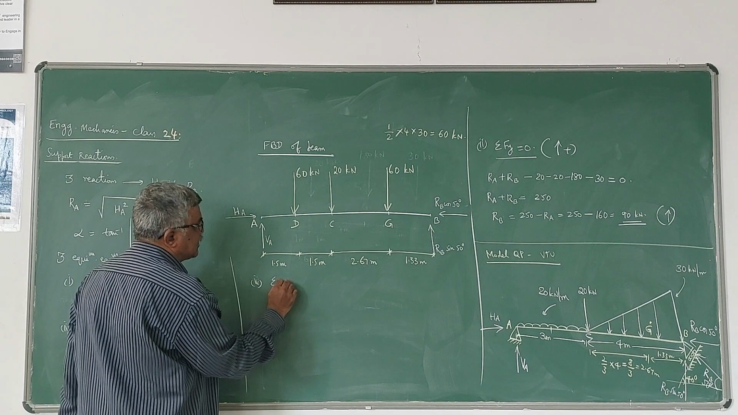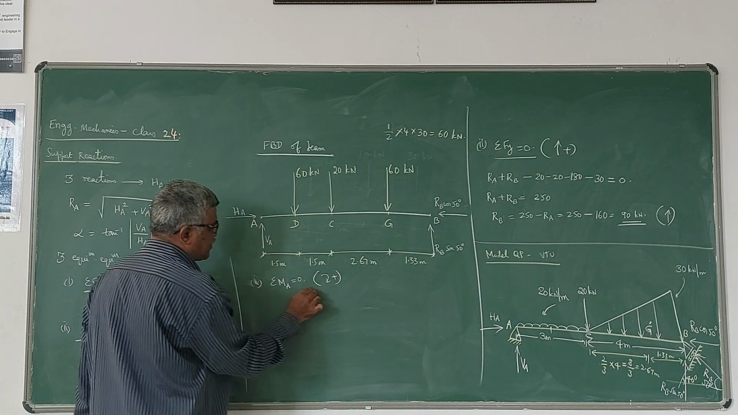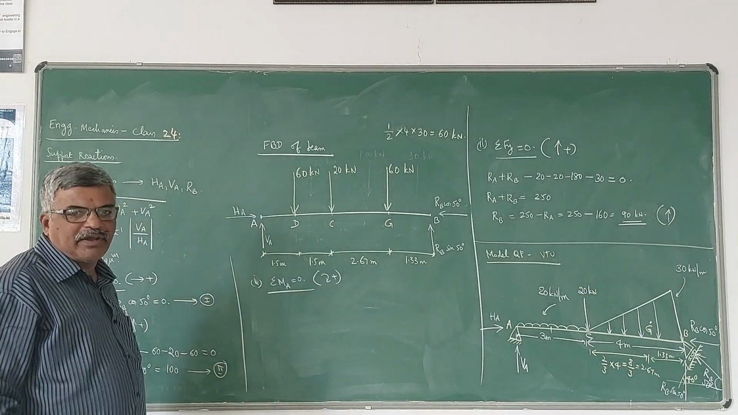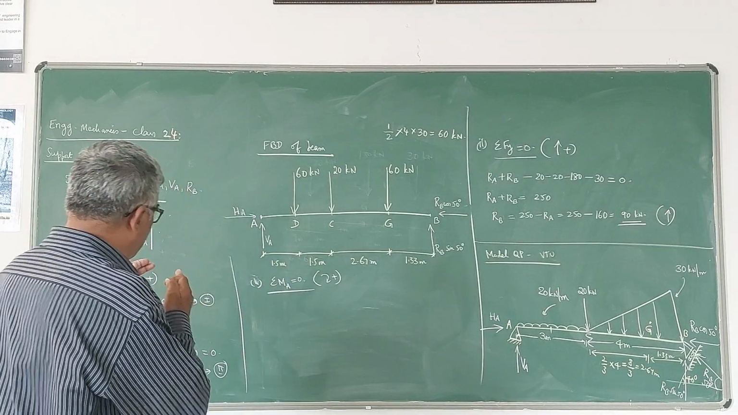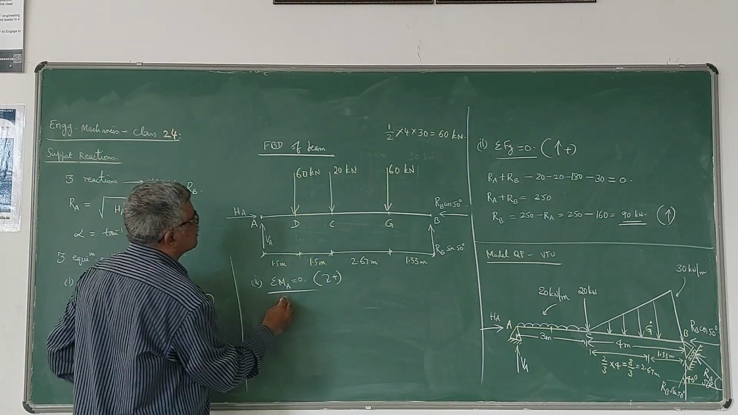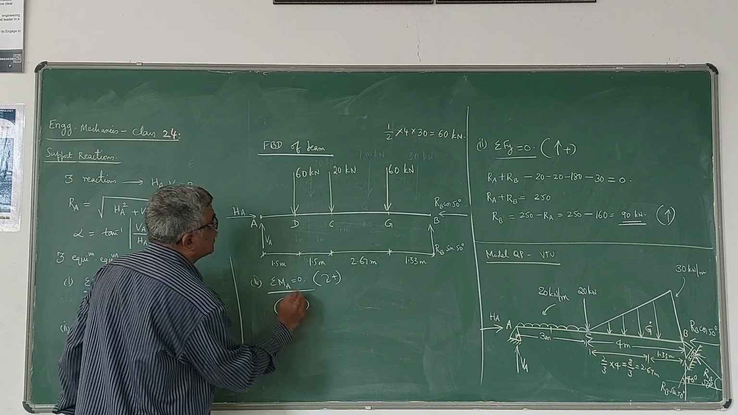Now the third equation, the moment equation. Either you can take sigma MA equal to 0 or sigma MB equal to 0. Let me take sigma MA equal to 0, clockwise positive, anti-clockwise negative. Now here, both HA and VA don't have any moment about A because their lines of action pass through A. There is no perpendicular distance.